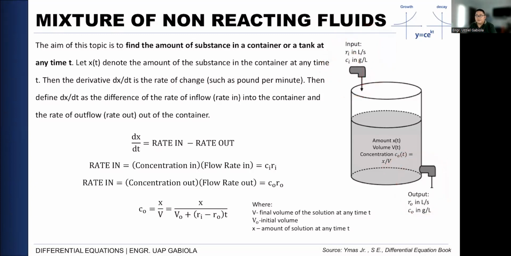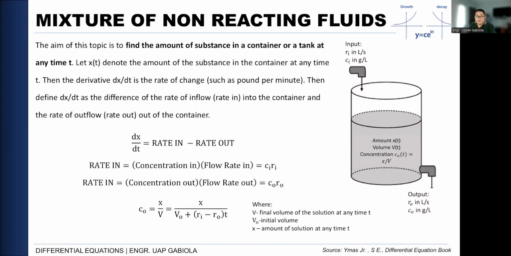And kapag hinalo natin yung mixture, hindi natin alam ng mata-mata lang kung ilang percentage ng solution meron dun sa mismong mixture natin. Okay? Kaya through the use of differential equation, we will be able to identify what will be the amount of concentration dun sa mixture natin at any given time.